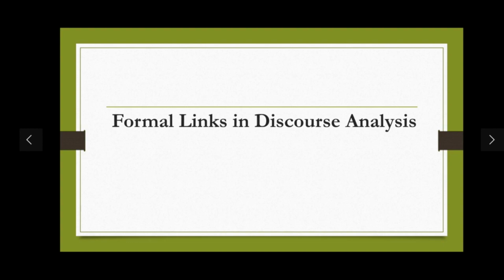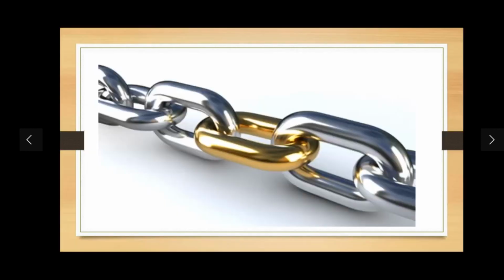In order to understand what formal links are in discourse analysis, you have to focus on this picture for a while. So this is a chain. A chain is a series of metal rings which connect one part with another. Now, if one of the metal rings is missing, the chain breaks down. It doesn't work properly. It loses its strength. It loses its power. The same is true of discourse also.